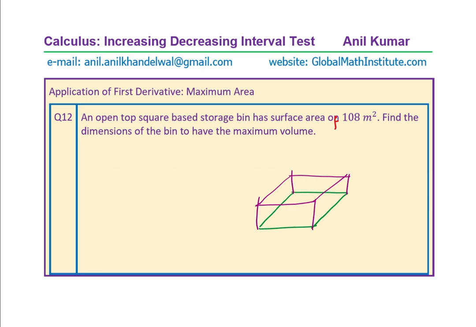So basically, square means these dimensions are equal, right? And we can say height is h. Now we know that the surface area is 108. So xh, there are 4 surfaces, so 4xh, plus the base x squared. That surface area is 108, clear? And the volume will be x squared times height. Now I think it should not be difficult. You should be in a position to answer this question.